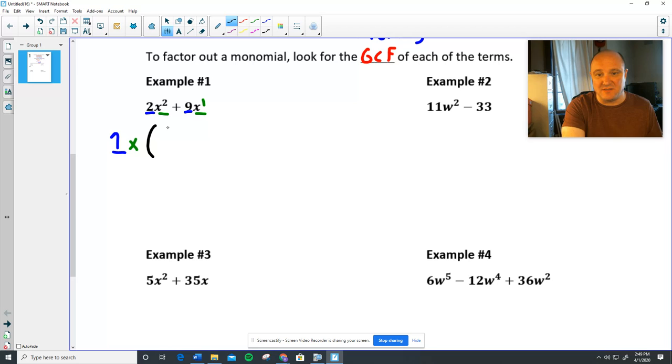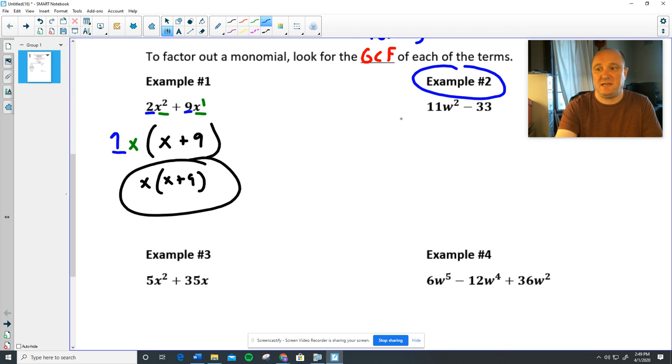Think of factoring like division. So I'm saying to myself, I have 2x squared. I'm dividing by 1x. What's left? Well, 2 divided by 1 is 1. x squared divided by x is just plain old x. 9 divided by 1 is 9. x divided by x is 1. So I get x plus 9. So my answer here is x times the quantity x plus 9.